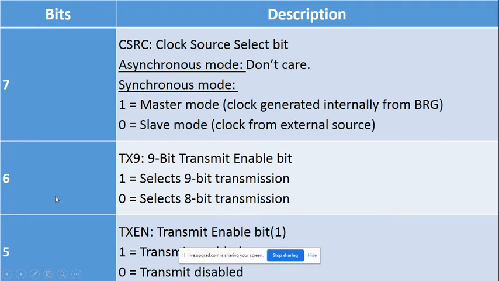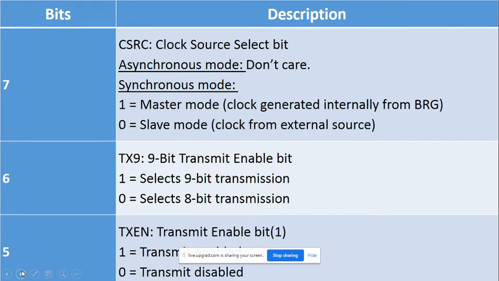Next is bit number 6. It declares the data size, and there are two options: either 8-bit data or 9-bit data. Suppose you are interested in sending 9-bit data, then enable this bit. 1 means enabling the 9th bit, and 0 means disabling the 9th bit, so the data is only 8-bit data. In this fashion, the data size has two options: 1 means 9-bit data and 0 means 8-bit data.